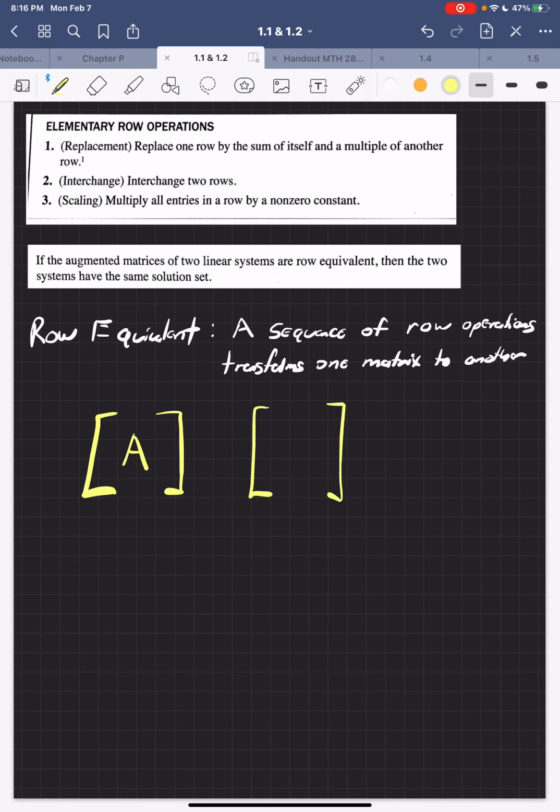What the matrix would look like after you've done a whole bunch of scaling and replacement and interchanging, the new matrix will look different, right? It will look different than the way it started, but the solutions are the same. So row equivalent just means that some sequence of row operations has transformed one matrix to another. The symbol that we use is a little tilde. So this symbol simply means that it's undergone row operations.